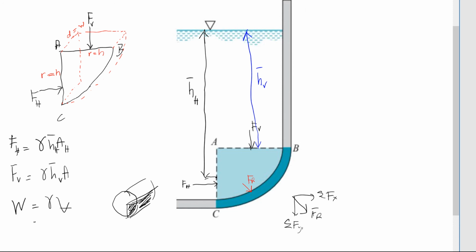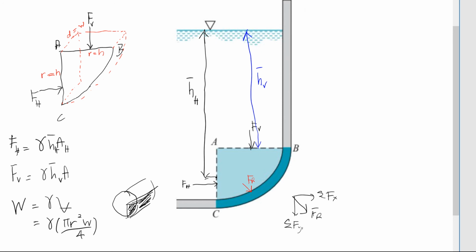So a quarter cylinder: pi r squared L, divided by 4. Here r is the radius. Maybe I should use the same notation here. L is the width, so I use W, or depth here. So it's divided by 4 because it is a quarter.